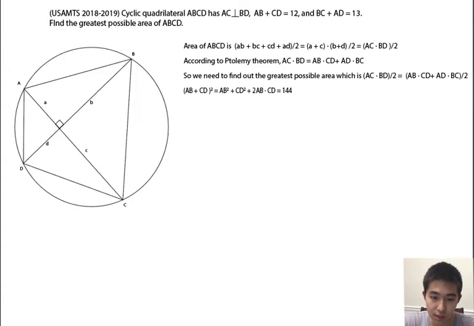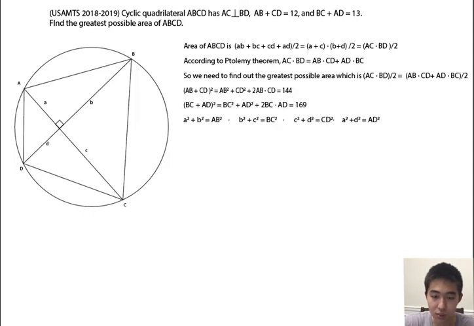Now we use the fact that AB plus CD is equal to 12. If we expand out the square, then we have AB squared plus CD squared plus 2 times AB times CD is equal to 144. And similarly, we have an equation for BC and AD. Now, by the Pythagorean theorem, we have each of these four relations: a squared plus b squared is AB squared, and so on.